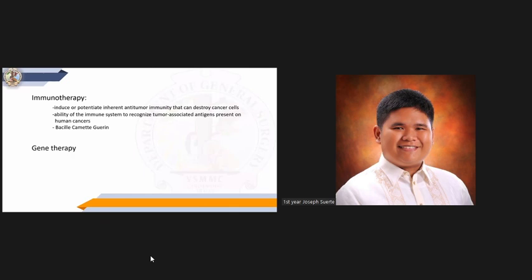So lastly is your gene therapy. Now this is a new concept in which, like how a virus infects the cell, your gene therapy uses a vector that delivers your treatment inside the cancer cells. So this is very specific, but so far it is still undergoing studies.